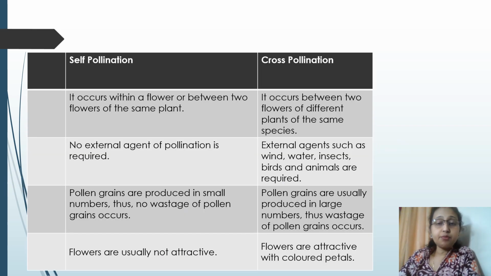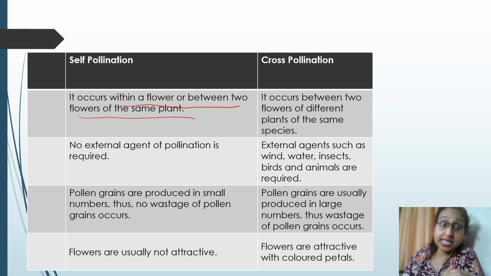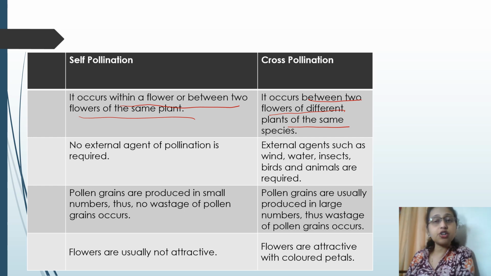Now, the next differentiate between is self-pollination and cross-pollination. So, what is self-pollination? Self-pollination occurs within a flower or between two flowers of the same plant. Self means same. Cross-pollination occurs between two flowers of two different plants of the same species, not within the same plant. Okay, is it clear? This is cross-pollination.